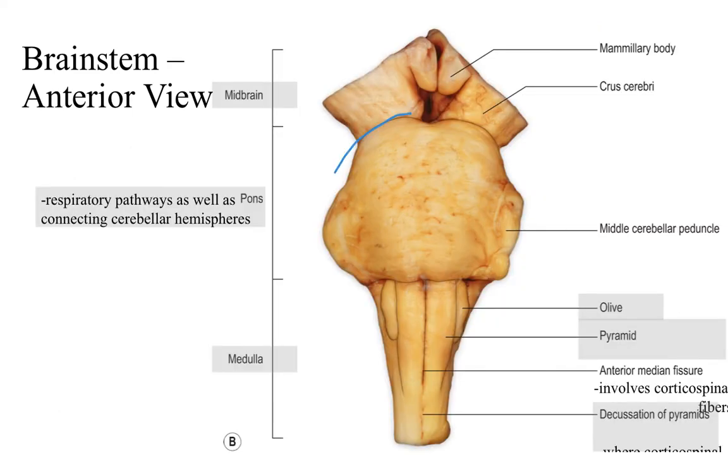All right, the pons from an anterior view is this big structure that's sticking out. It's the most prominent part of the brainstem that is sticking out.